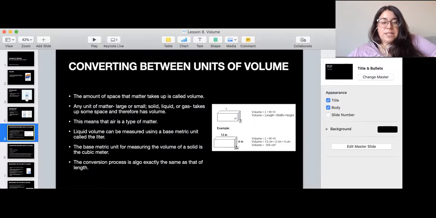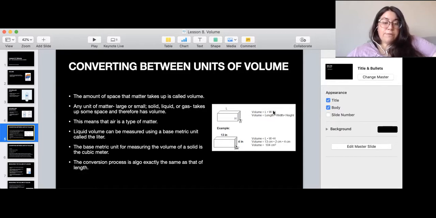The amount of space that matter takes up is called volume. Any unit of matter takes up some space and therefore has volume. This means that air is a type of matter. Liquid volume is measured by the liter. The base metric unit for measuring the volume of a solid is the cubic meter. And the conversion process is the same as when you're converting length.